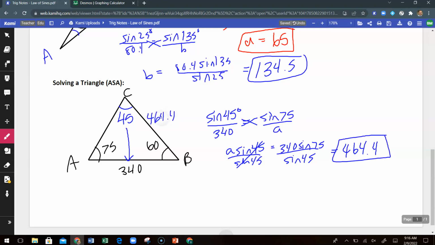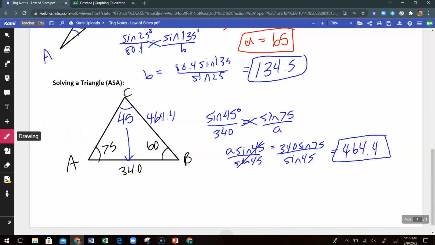You should make sure that your answers are making sense as you go along. Bigger angles should lead to bigger side lengths. So angle C is 45. The side length across from that is 340. I should expect that since angle A is 75, its side length would be bigger than 340. So make sure that that information makes sense.